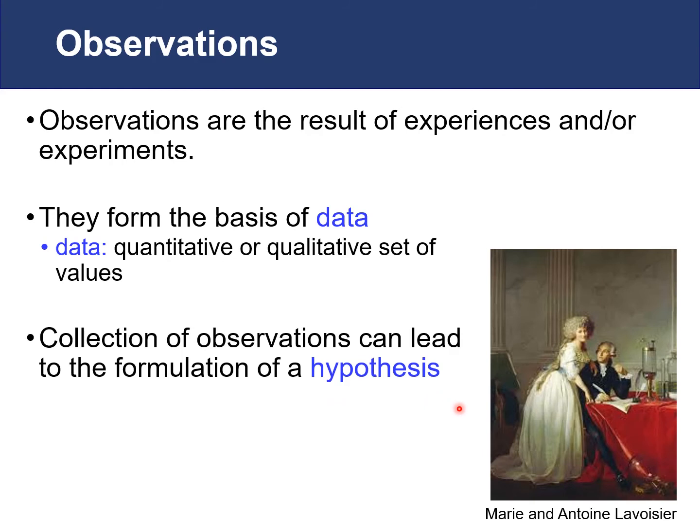The two people pictured in this painting are Marie and Antoine Lavoisier. Antoine Lavoisier is considered to be the founder or the father of modern chemistry. Marie, his wife, was instrumental in his work. She is accredited with translating much of his work from English and German into French, as well as a lot of the documentation, pictures, and sketches of the experimental setups that he did.